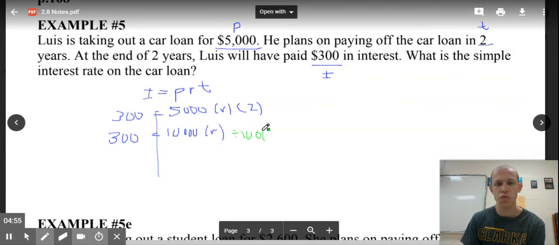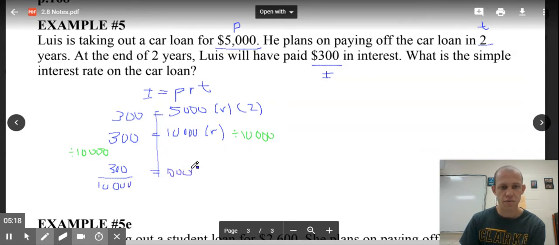So let's undo what that is doing to the right side and also undo what that would be doing to the left side. So this is like changing the balance beam. So we have to take whatever 300 is, divide by 10,000, and we will have 10,000 times R divided by 10,000.